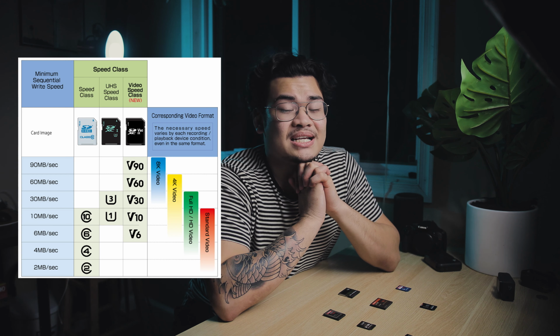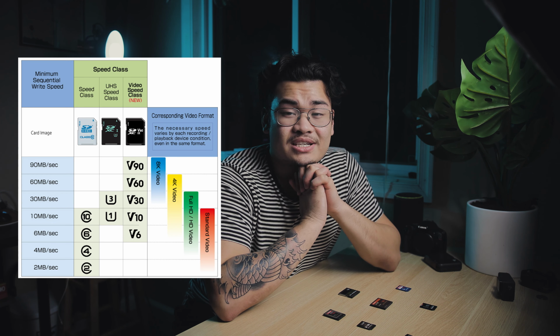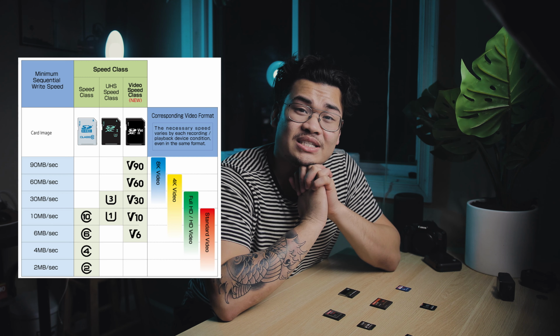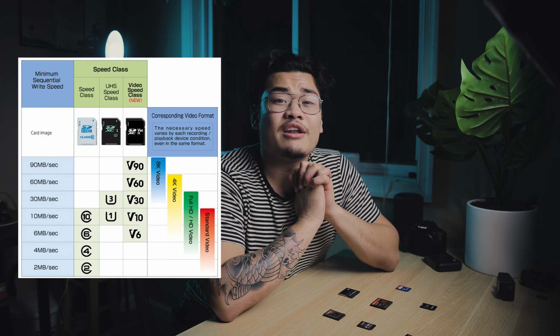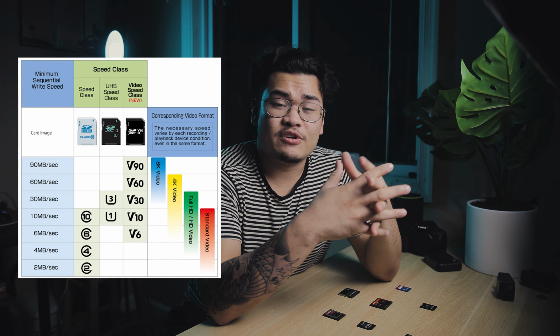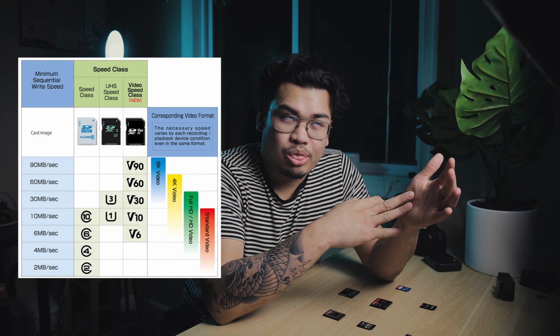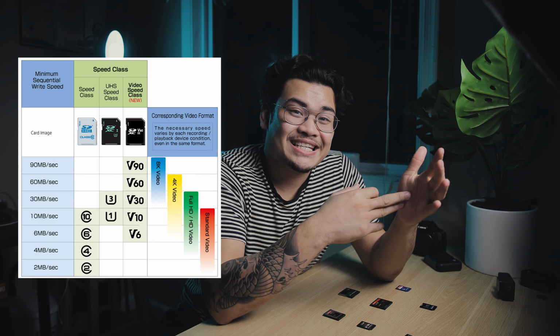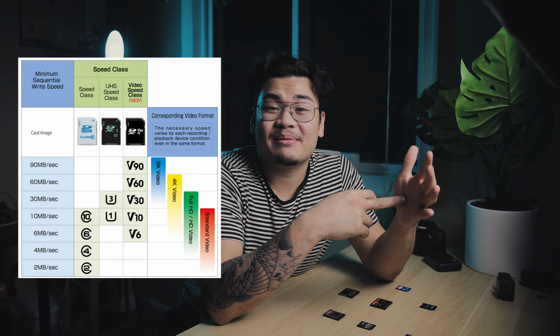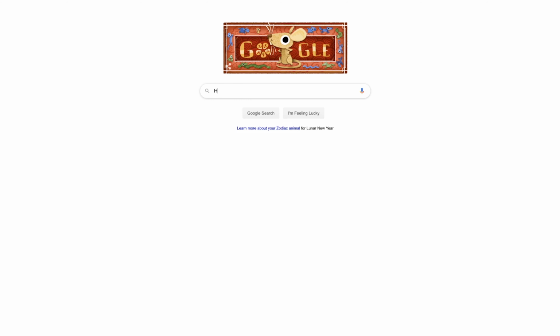We have the video speed classes now, which go V6, V10, V30, V60, and V90. This is going to give you different speeds from 6 megabytes per second, 10 megabytes per second, 30 megabytes per second, 60 megabytes per second, and 90 megabytes per second. That is a lot of megabytes per second. That's a lot of numbers. Let me tell you what a megabyte per second is because some of you may not even know that. There are 1,000 megabytes in 1 gigabyte, or 1 gigabyte is 1,000 megabytes, or what is it, 100,000 kilobytes?